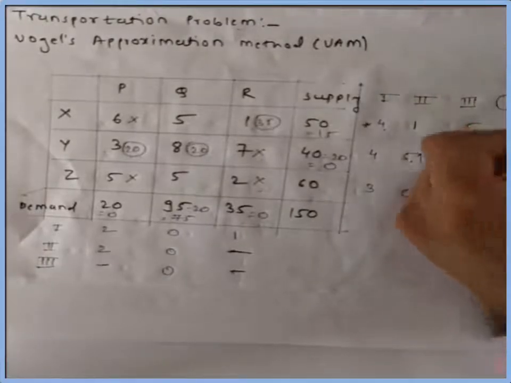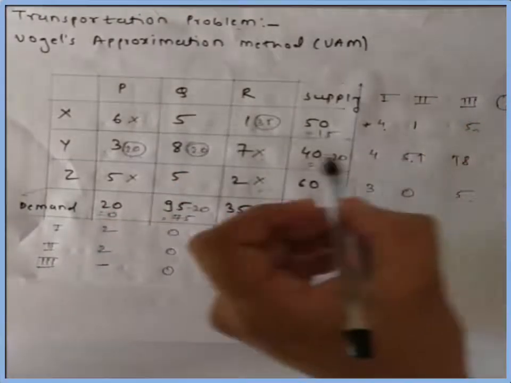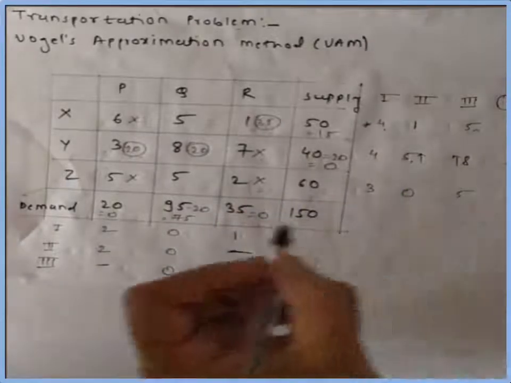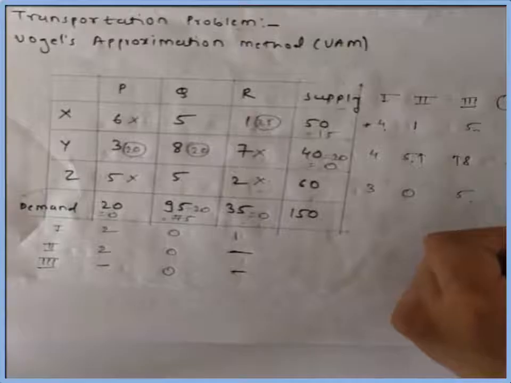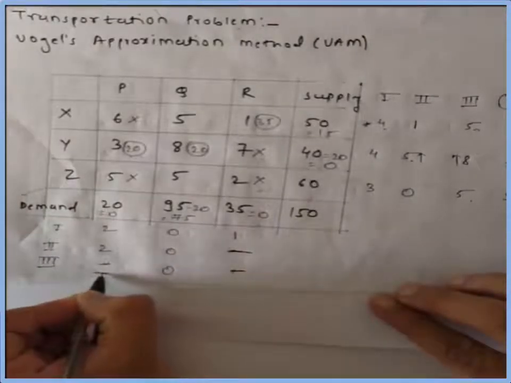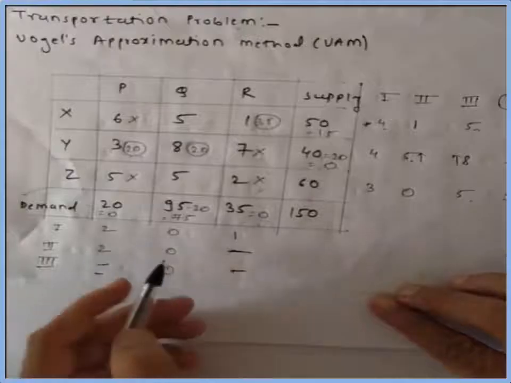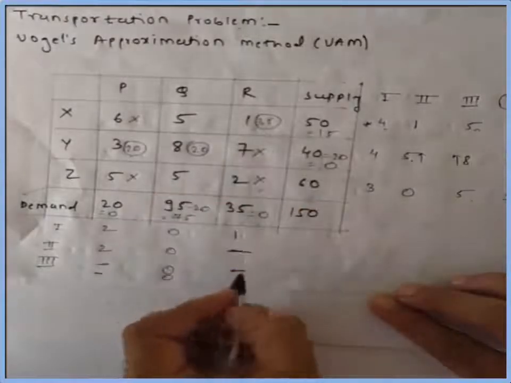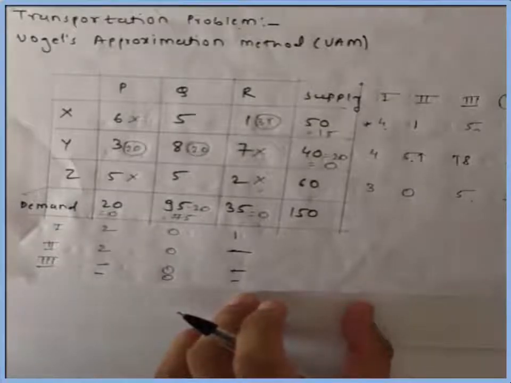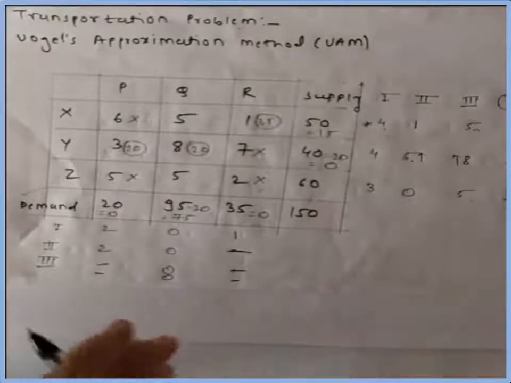Fourth round, the remaining number is 5. Here the supply is 0 for this row, therefore we will not calculate the row penalty. Now for third row, the remaining number is 5, only number. For first column, demand is 0, therefore we cannot calculate the penalty. Here 5 minus 5 is equal to 0 and third column, the demand is 0, therefore we cannot calculate the penalty.